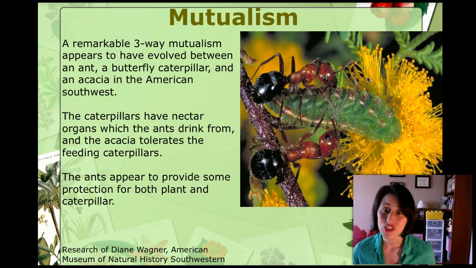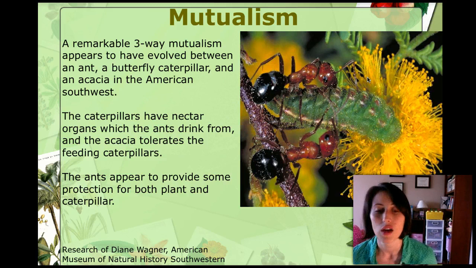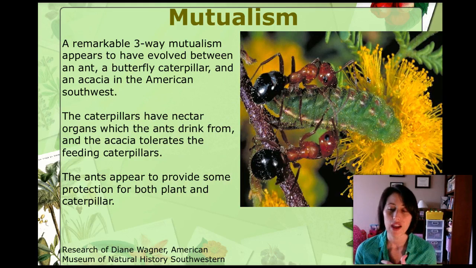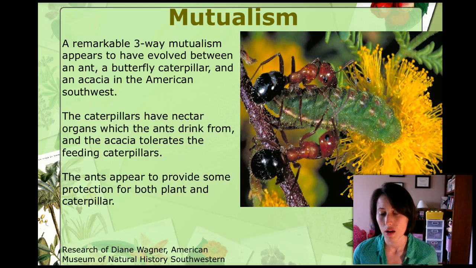And the acacia tree and the caterpillar are both getting protection from these ants, because any type of predator that comes up and will try to eat the caterpillar or the acacia tree could be hurt by these stinging, biting ants. So all of them provide something within that relationship. None of them are actually being harmed.